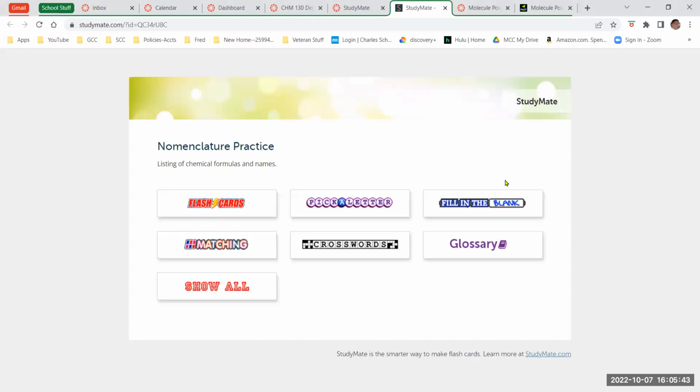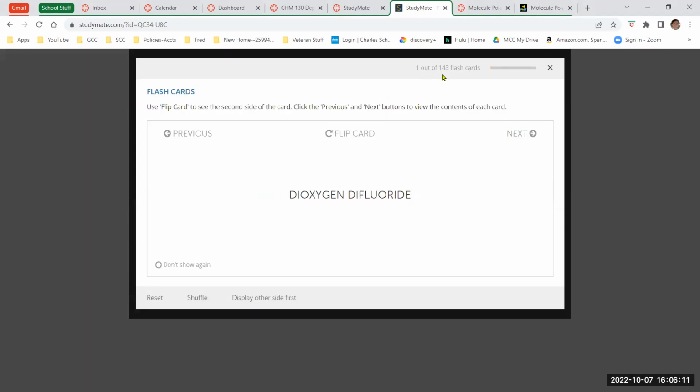Now, I would recommend, there's a variety of ways of presenting everything I uploaded. You can make a crossword puzzle. I would recommend only the flashcards and matching because StudyMate doesn't quite understand subscript and parentheses, and it makes a big mess if you go crossword puzzle. But if you do flashcards, you come up to this, and there are 143 compounds that I uploaded. So if you notice, the name here is dioxygen difluoride.